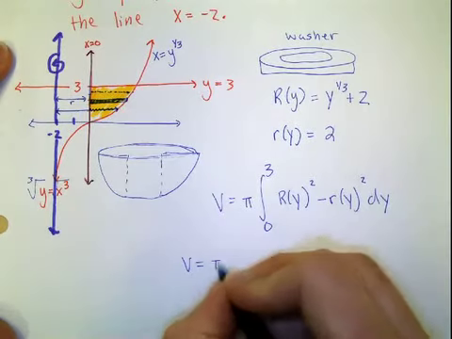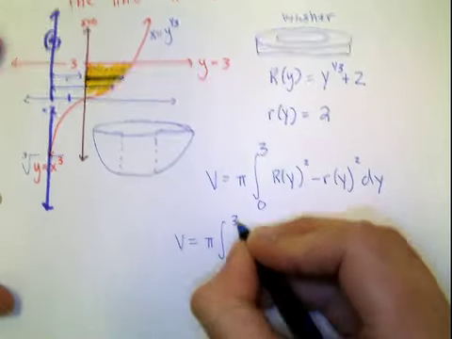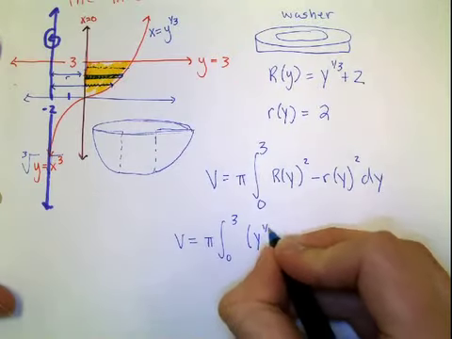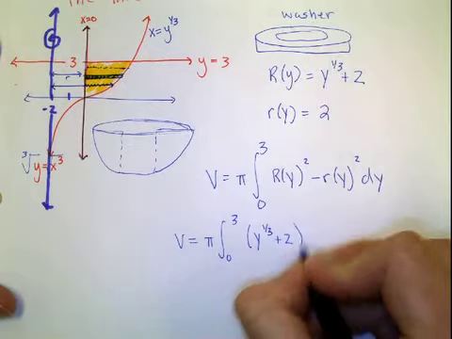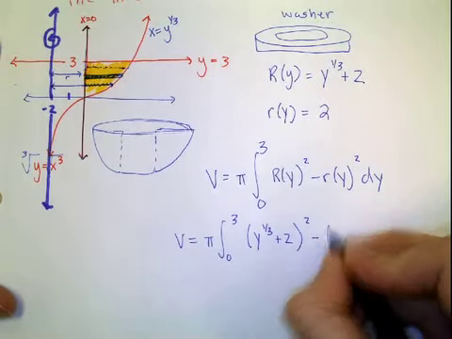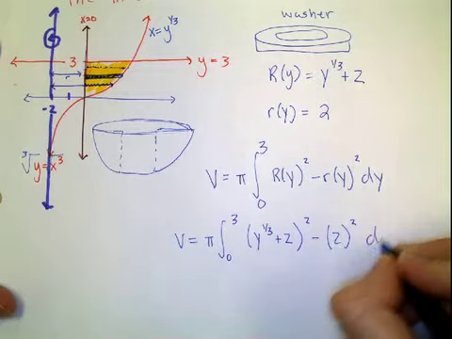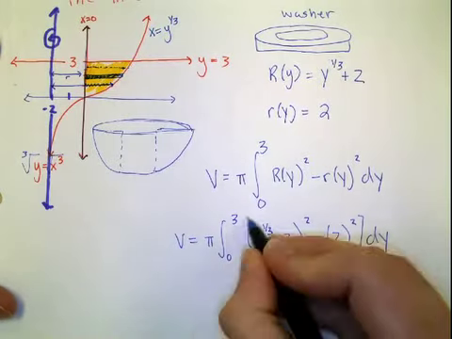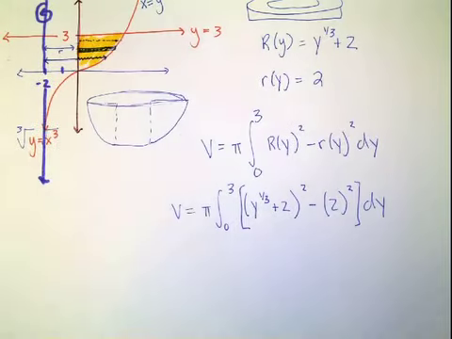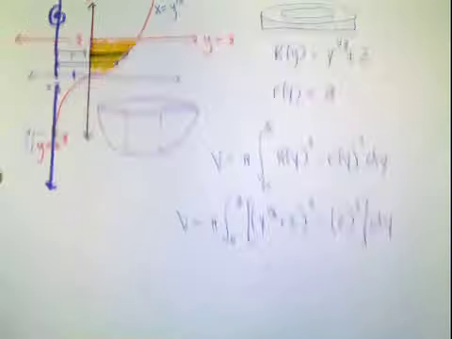So volume equals pi, integral 0 to 3, and big R is y to the 1/3 plus 2. And I'm going to square it. Minus little r is going to be 2 squared. And then the whole thing will be times dy. And I can put a big bracket around it. And then that's the integral we got to solve. And we can FOIL all this out and solve the integral. By now we're getting pretty good at that. It's the setting it up that we're really trying to practice. So now you can solve this thing by hand later and get an answer. I'm less concerned with the answer right now. I'm more concerned with the setup. So let's practice setting up another difficult washer.